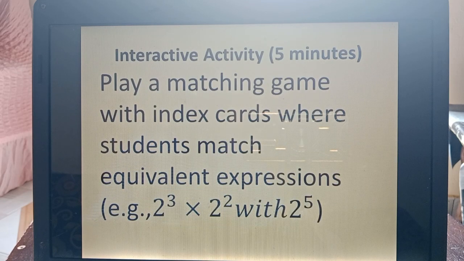After that, you'll be followed by interactive activity, which will take about 5 minutes, where you can play a matching game with index cards, where students match equivalent expressions, e.g., 2 cubed times 2 squared is going to match with 2 raised to 5.